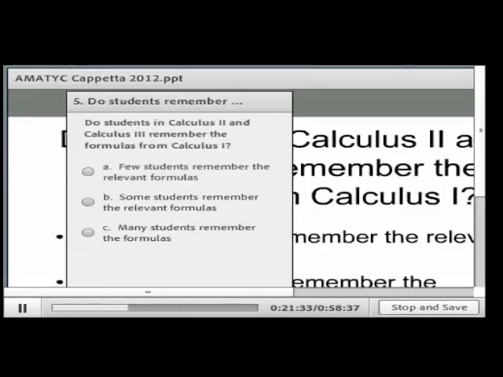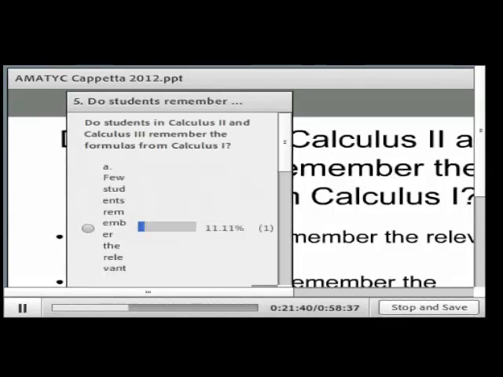I want to say it depends. So we're getting that some students remember the relevant formulas, so that would imply that some don't. We had a couple people that feel that many students remember the formulas. I think it really depends on how much it was emphasized, don't you think? Well, that's true too.